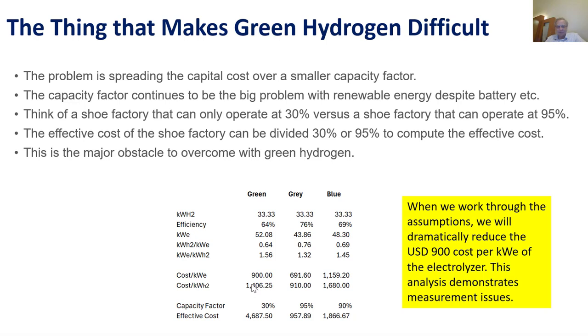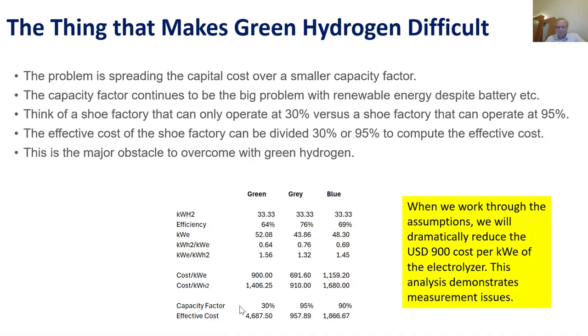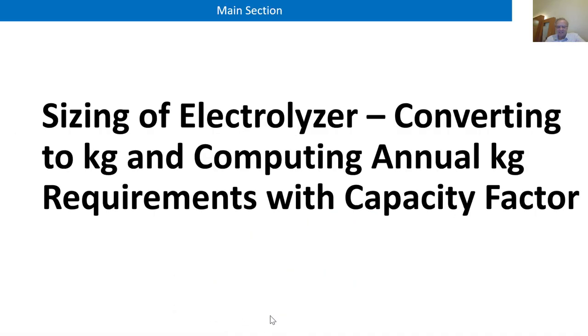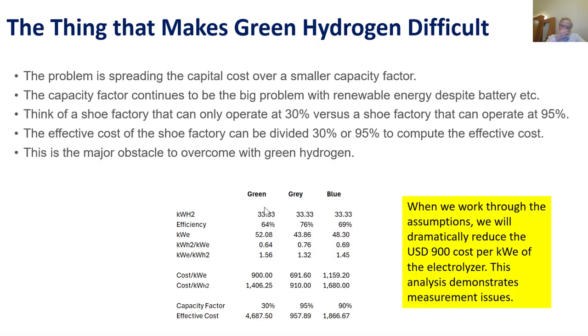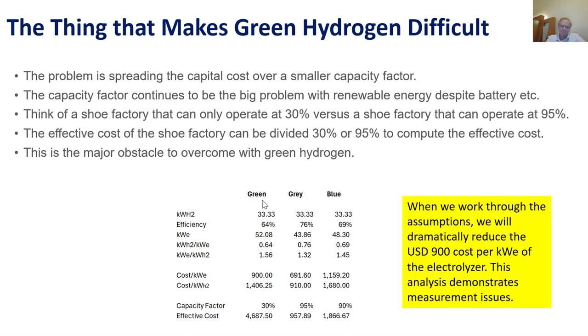So this number, which is now adjusted, if we realize we have to take this number and spread it, we can only produce 30% here versus 90% in the other one. The effective cost is enormous. If we use this 900, the 900 came from this one, okay?